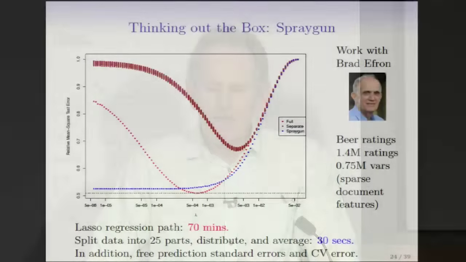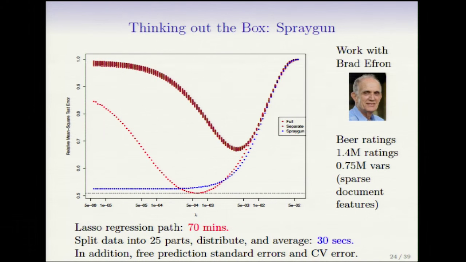So here's some work that's been ongoing with my colleague Brad Efron, sitting in the front here. We're calling it spray gun. The data set is beer ratings. These are based on reviews of beers. I guess a lot of them came from Germany, probably South Africa too. There's 1.4 million such ratings. So these are documents, and there's 750,000 variables. These would be features taken from documents.